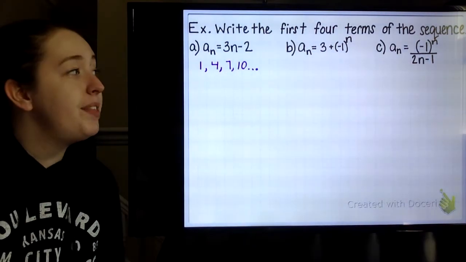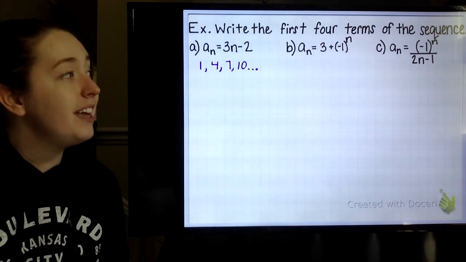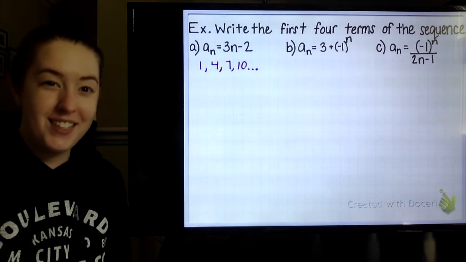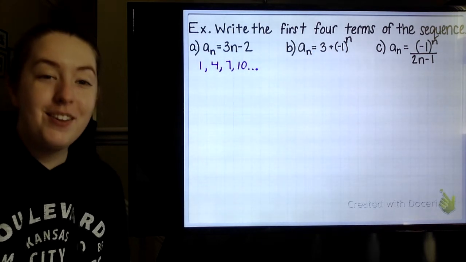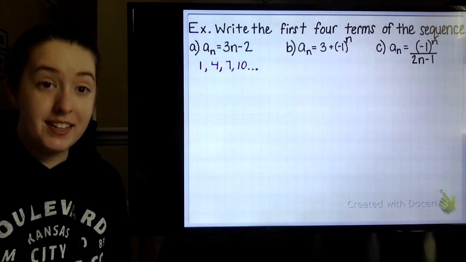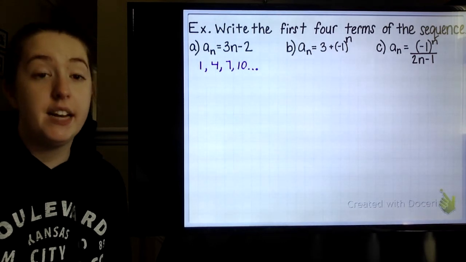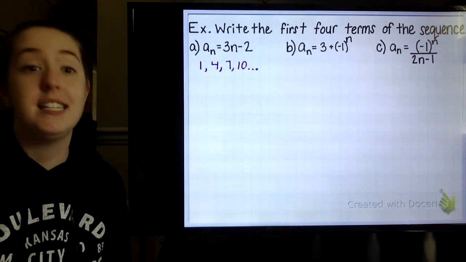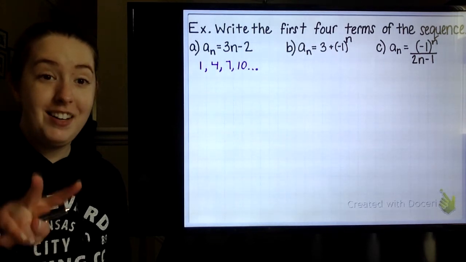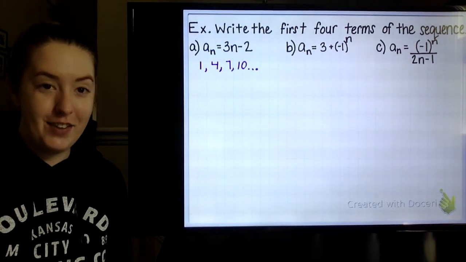Now, when we have something like a sub n equals 3 plus negative 1 to the n power, something kind of fun is going to happen. We know that if we take negative 1 to an even power, it becomes a positive 1. And if we take negative 1 to an odd power, it stays a negative 1. So our sequence is just going to switch between 2 numbers forever and ever.